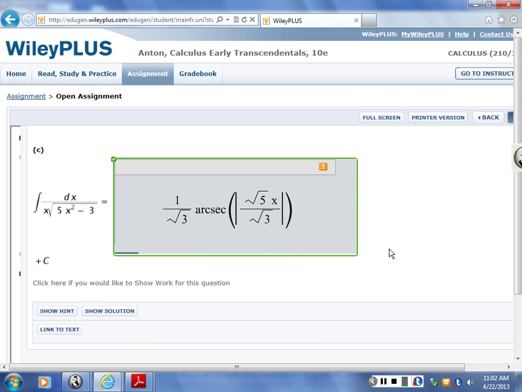And then C, again, is pretty straightforward. This answer they accepted to be correct here. So 1 over A, and A is the square root of 3. Arc secant, or secant inverse of U, which would be square root of 5x, divided by A.